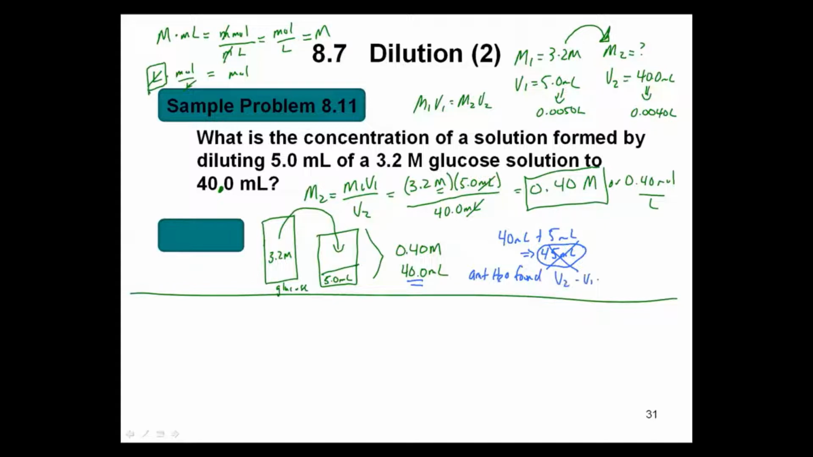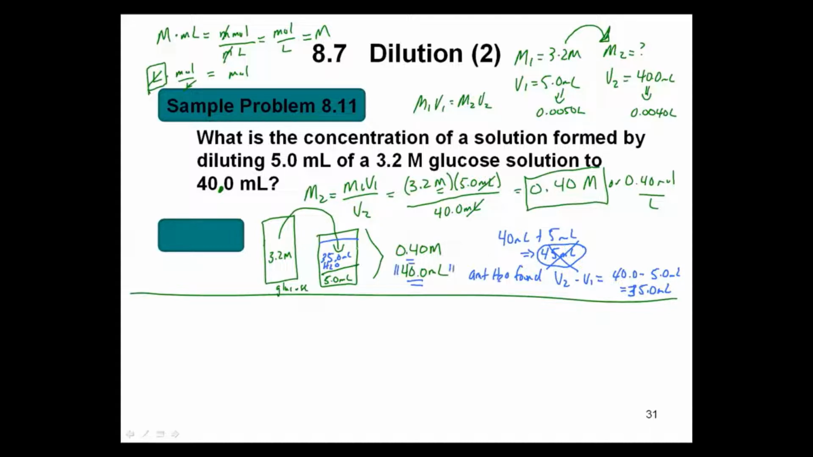So the amount of water can be found by usually taking V2 minus V1. So in our case here, V2 was 40 milliliters minus our 5 milliliters, which we already put in there. Means in this particular case, we would need to add 35 milliliters of water. So we would add another 35 milliliters of water. And that 35 milliliters of water plus the 5 milliliters of the glucose we put in there would give us a total volume of 40.